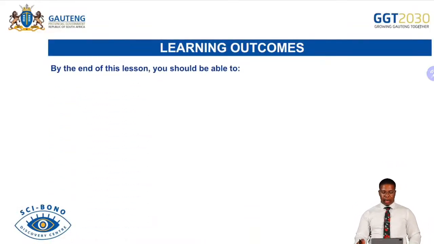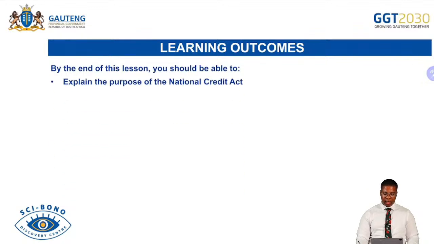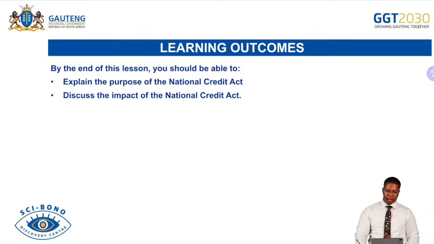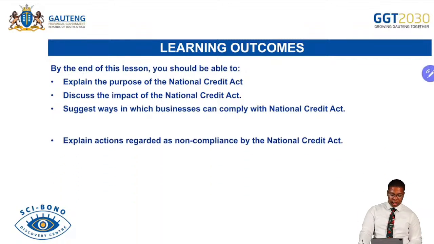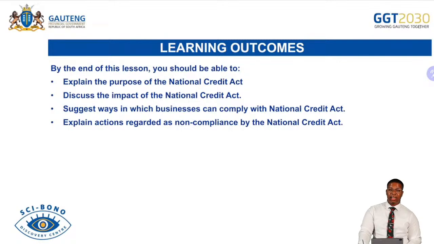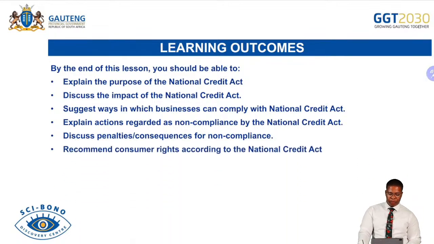Now, our learning outcomes. By the end of this lesson, you should be able to explain the purpose of the National Credit Act. You should further be able to discuss the impact of the National Credit Act and suggest ways in which businesses can comply with it, and also explain actions regarded as non-compliance by the National Credit Act and discuss penalties or consequences for non-compliance. Then also recommend consumer rights according to the National Credit Act.